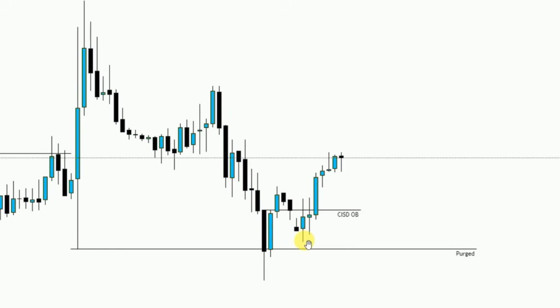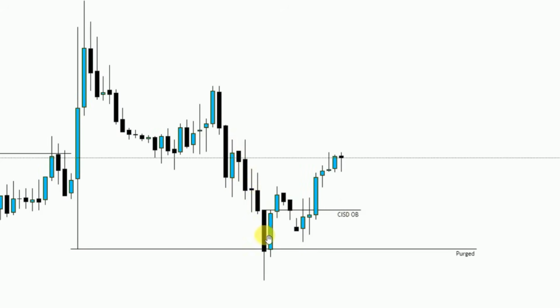As I explained earlier, there is always liquidity above swing highs and below swing lows. Here, you can clearly see this swing low. Below this swing low, sell-side liquidity was resting. The market moved down and purged that liquidity. This is still the H4 timeframe. At this point, we now move down to the H1 timeframe.